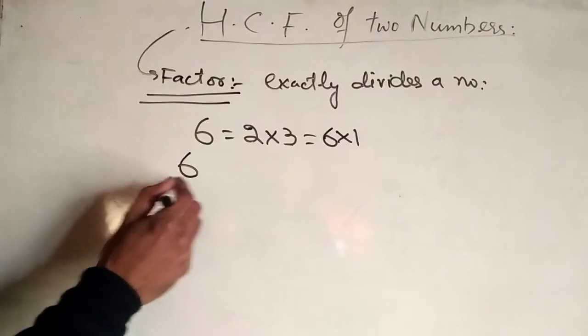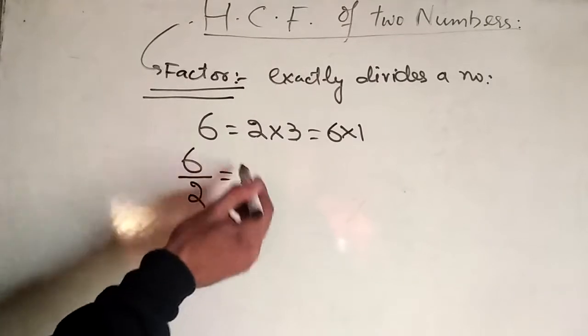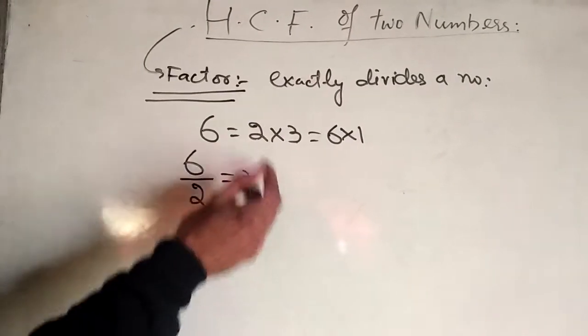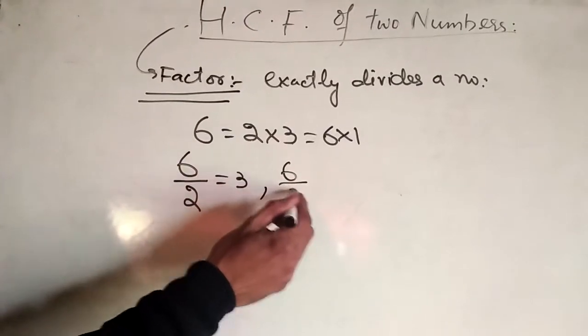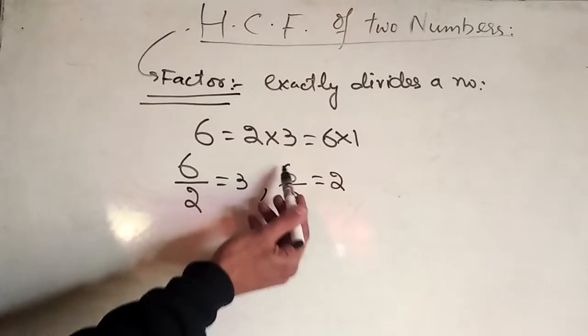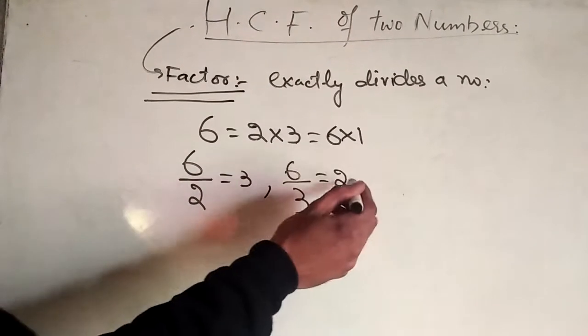6 can be divided by 2. 6 divided by 2 is equal to 3, which is an integer. So 2 exactly divides 6. 6 can be divided by 3, which gives the result 2. 6 divided by 3 is equal to 2, which is an integer. So 3 also exactly divides 6.